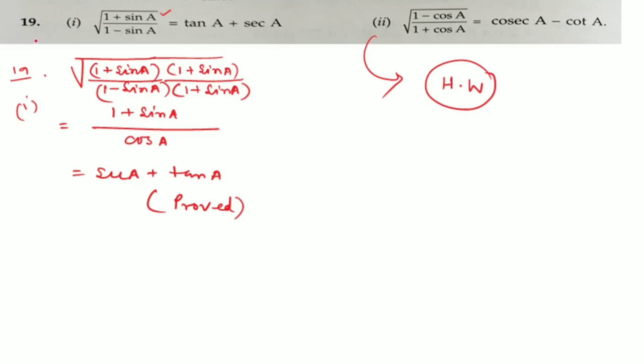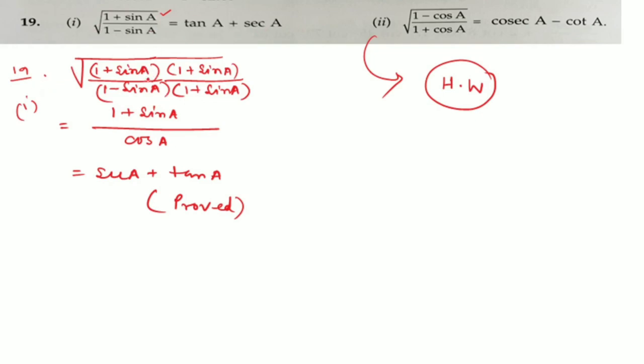Okay. Next problem is problem number 19.1. Here we have to prove root over 1 plus sin A divided by 1 minus sin A is equal to tan A plus sec A. It is just similar as the previous problem.